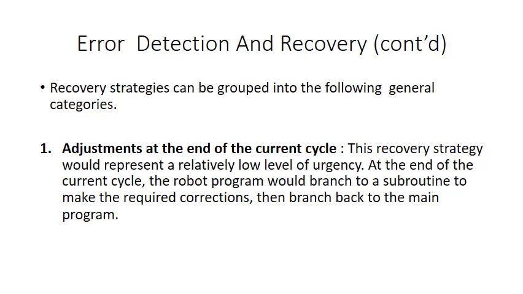Recovery strategies can be grouped into the following general categories. 1. Adjustments at the end of the current cycle. This recovery strategy would represent a relatively low level of urgency. At the end of the current cycle, the robot program would branch to a subroutine to make the required corrections, then branch back to the main program.